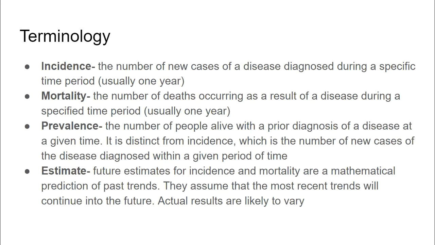And estimate, so future estimates for incidence and mortality are a mathematical prediction of past trends. They can assume that the most recent trends will continue into the future. However, our actual results are likely to vary.